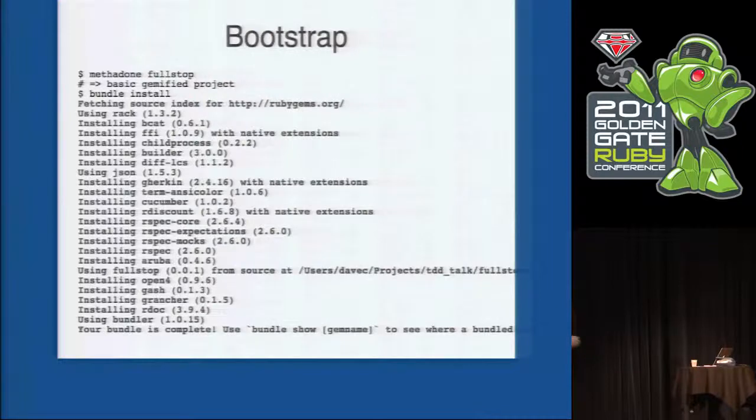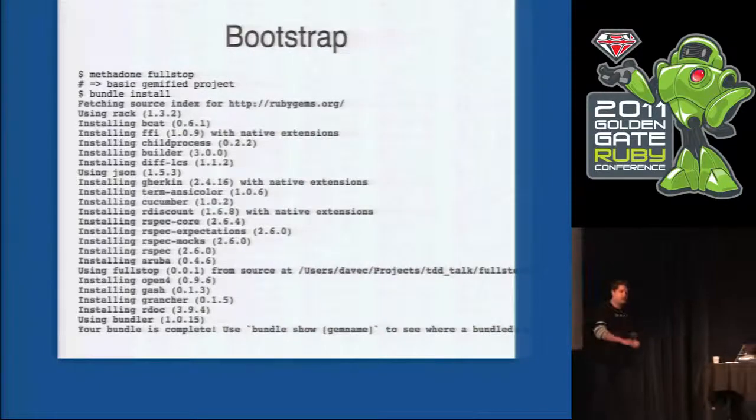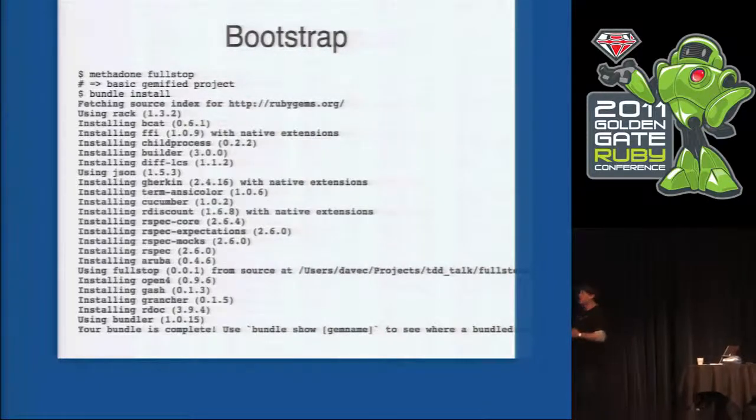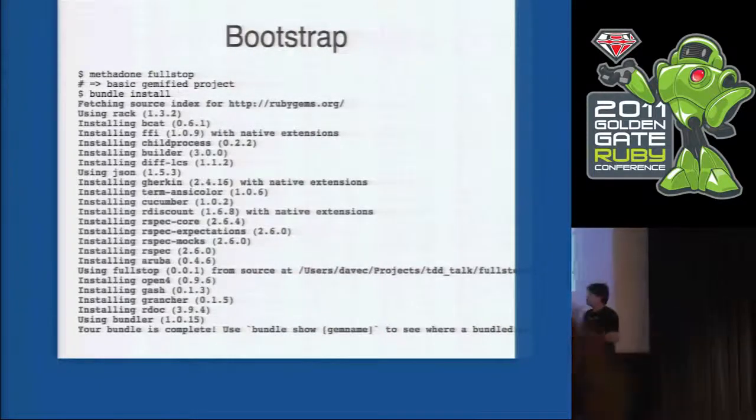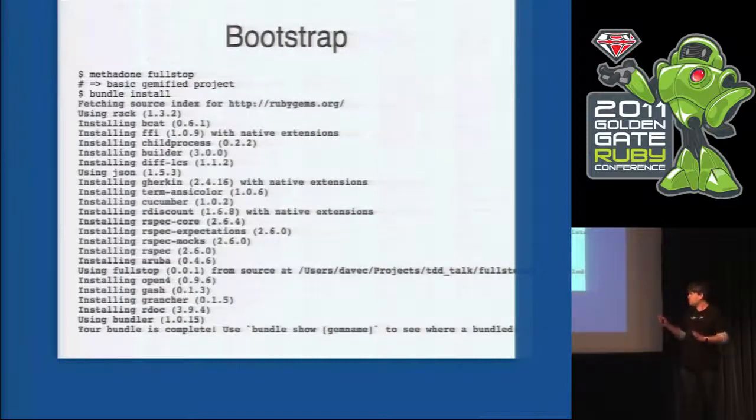Hopefully that's readable. All that stuff is coming from Aruba right there, which is a series of Cucumber steps tailor-made for command line application testing. And if you don't know what Cucumber is, it's a way to write tests in English and use that to drive your TDD cycle. We'll see some of that too. It's actually really easy if you haven't heard of it, which would be strange, but whatever.